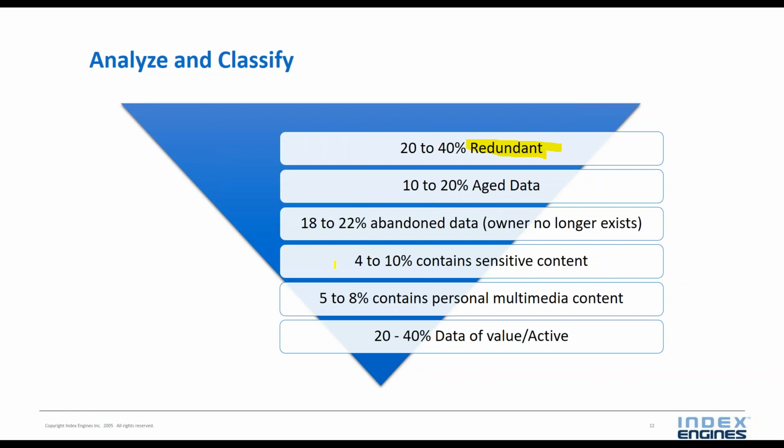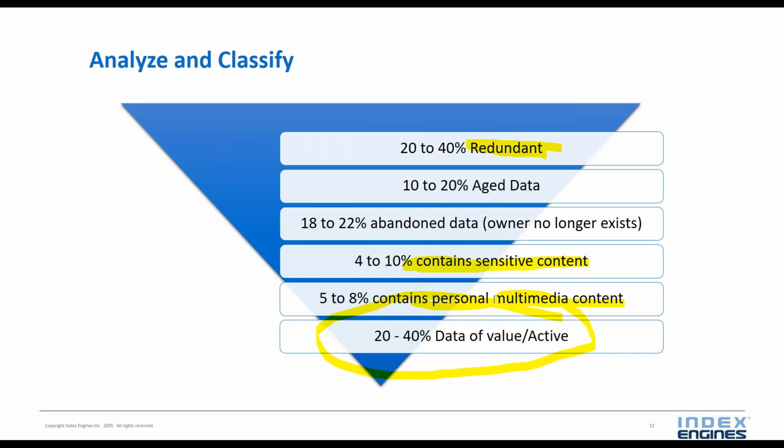Abandoned data, 18 to 22%. Stuff that contains personal sensitive content. Again, that's different depending on the department. For an HR department, a lot of their data would be very sensitive. For an operations department, probably less. Personal multimedia, again, could be wildly different. And then data of value, active data. If you look at the petabytes of storage that could exist, or even just common user shares, a 100 terabyte server and so on, 20 to 40% is stuff that's really active, stuff that has data of value.